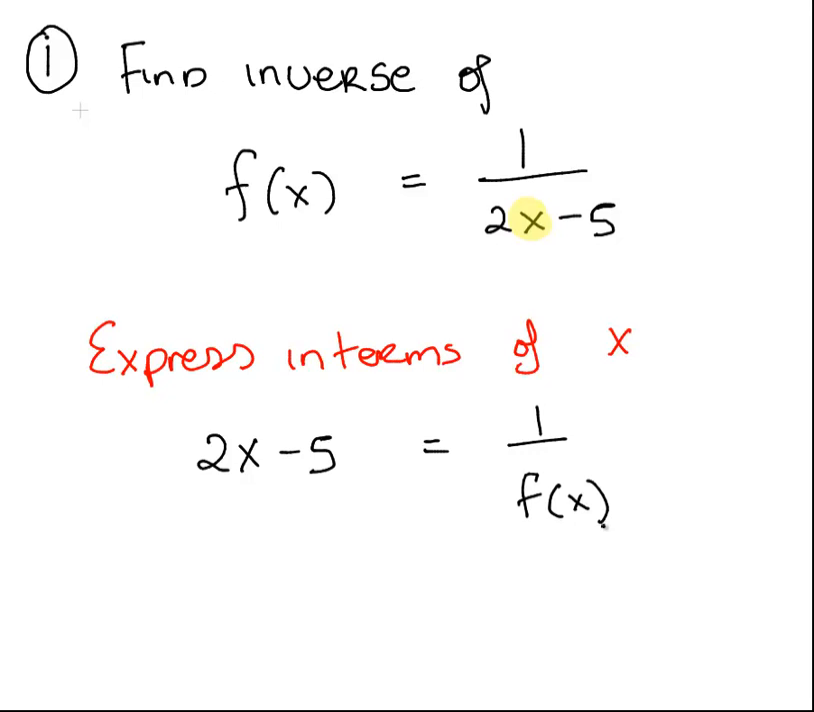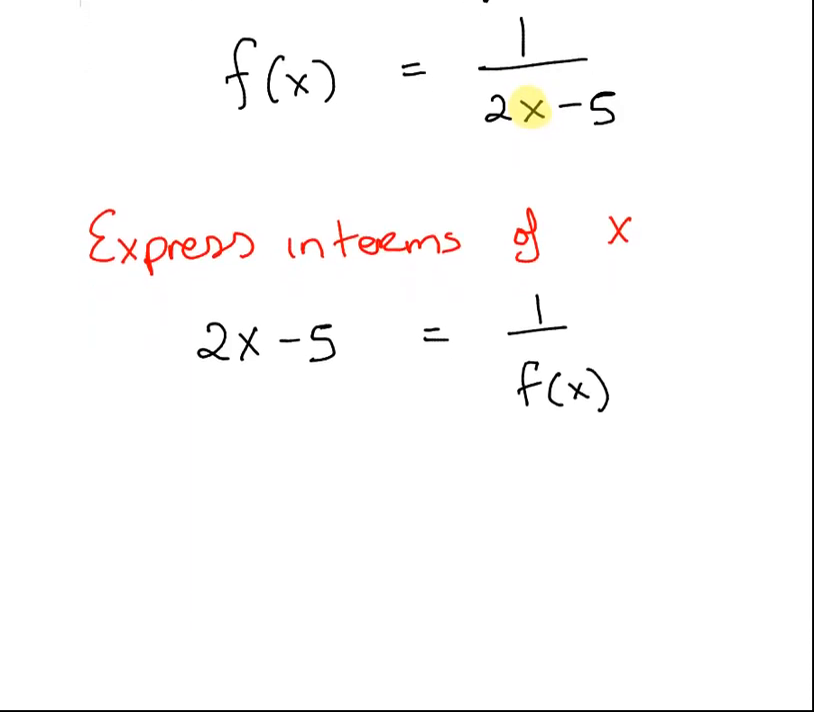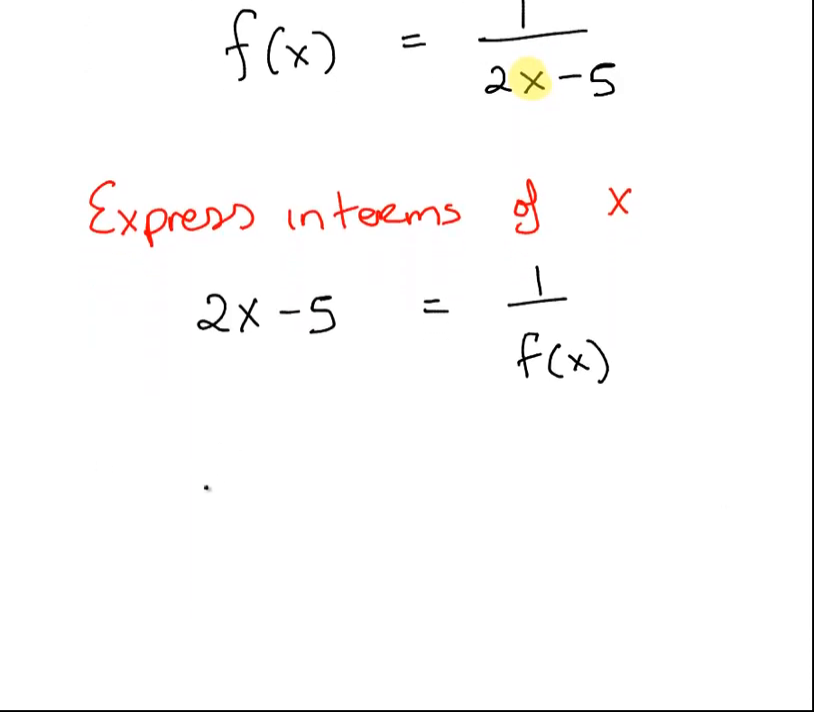Okay, so that's a simple rearrangement. Now what I'm going to do is add 5 to both sides. 2x equals 1 over f of x minus 5.